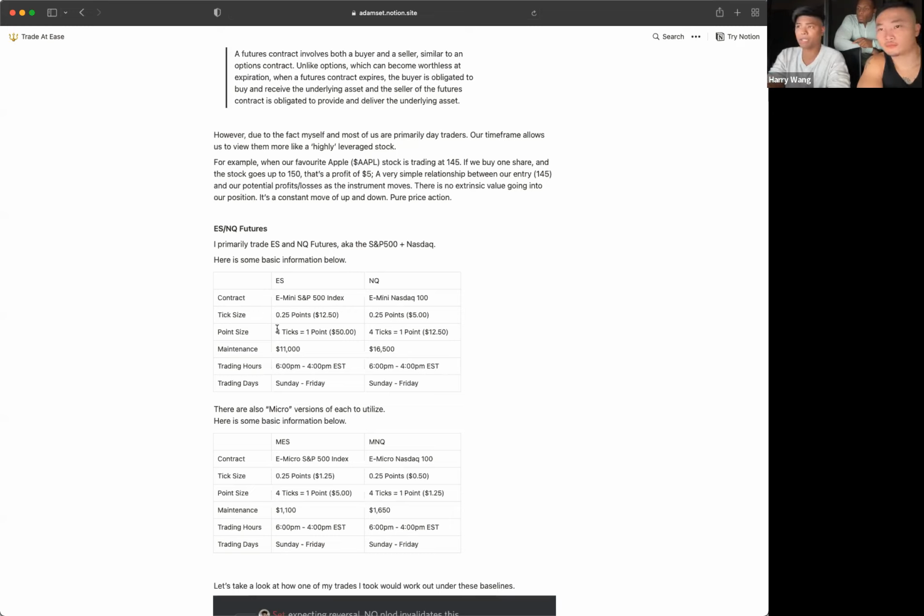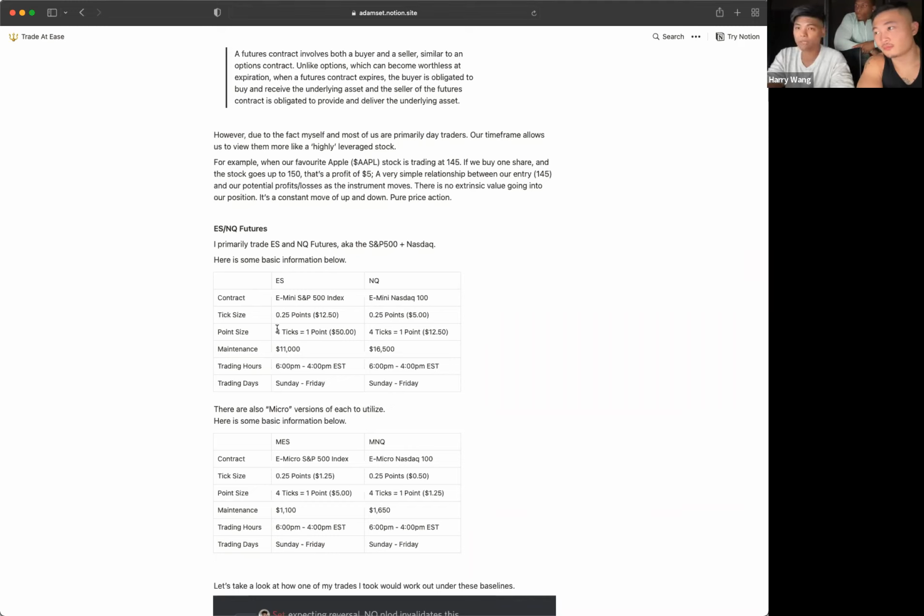So some basic guidelines, ES and NQ futures. I primarily trade ES and NQ, aka the S&P 500 and NASDAQ. Here's some basic information below. In terms of ES, the contract is the E-mini S&P 500 index. There is a tick size and a point size, okay? Every point is equivalent to 4 ticks. Each tick is valued at $12.50. Therefore, 1 point is the equivalent of $50.